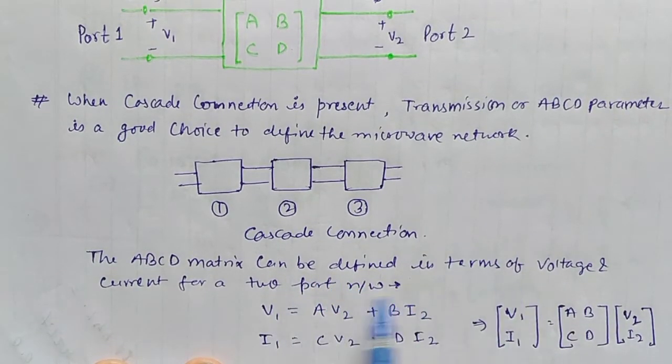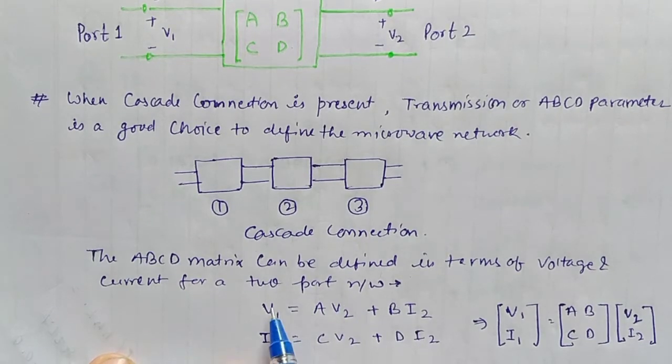So how we can write the ABCD parameter in terms of equation and matrix: the ABCD matrix can be defined in terms of voltage and current for a two-port network like this. V1 and I1 are the voltage and current at port 1, and V2 and I2 are the voltage and current at port 2. So we can write V1 equals A V2 plus B I2, and I1 equals C V2 plus D I2.